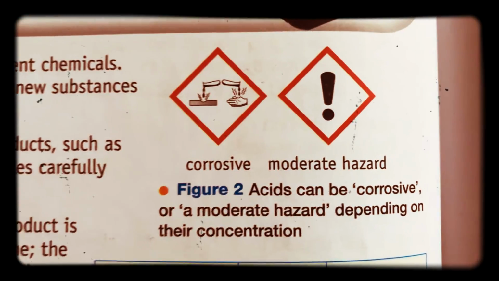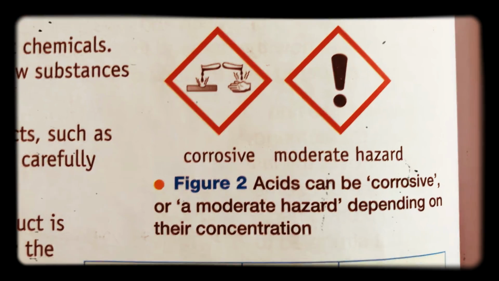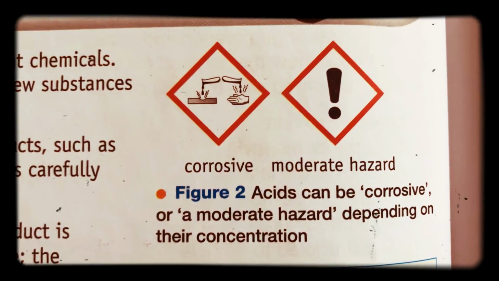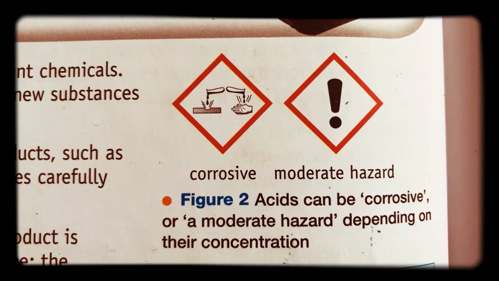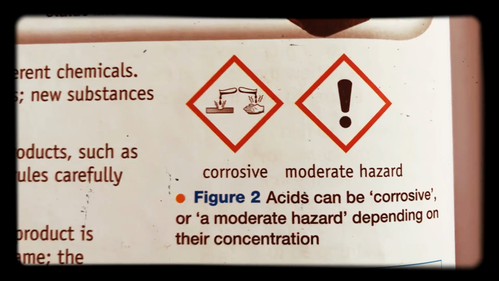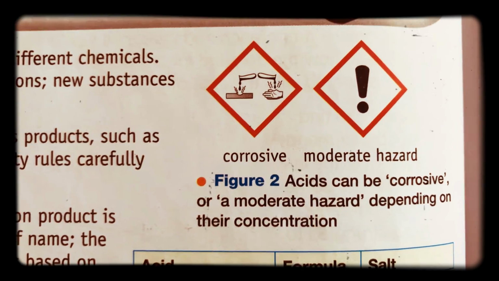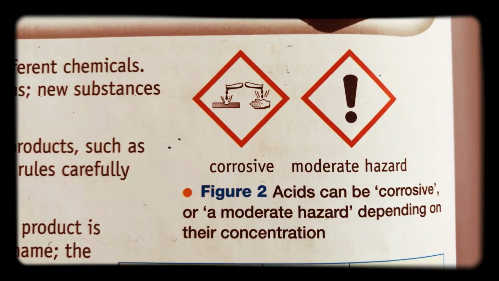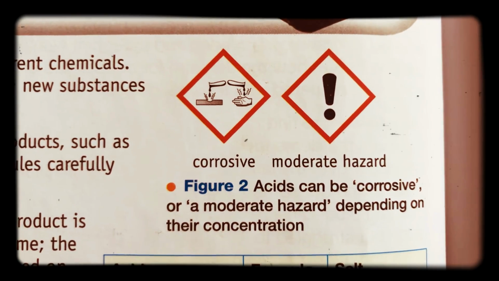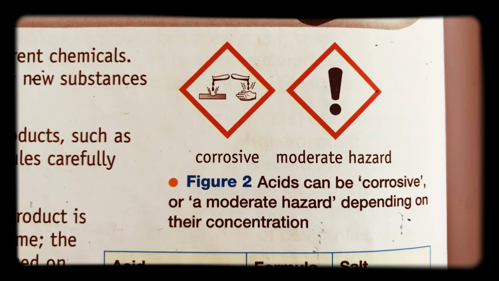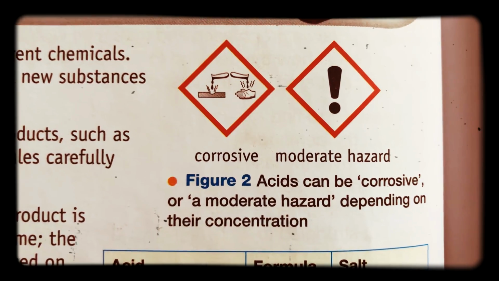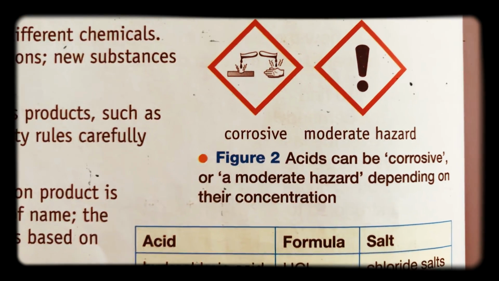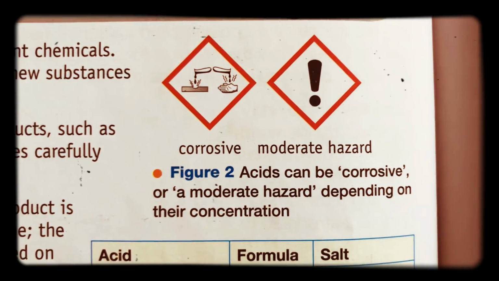The first thing I'd like you to do is make sure that you know the difference between corrosive and moderate hazard signs. To really get the most out of this topic and the next couple of topics that you have to revise, I would suggest that you go to your workbook. I've shared a revision map with you during the lesson when we were in school, and you can see the matching of the three hazard signs that you have to have prepared for your summer term assessment. So figure 2 shows acids can be corrosive.